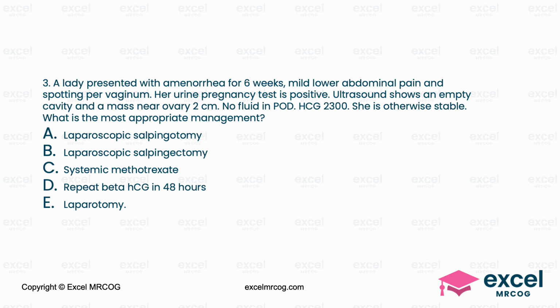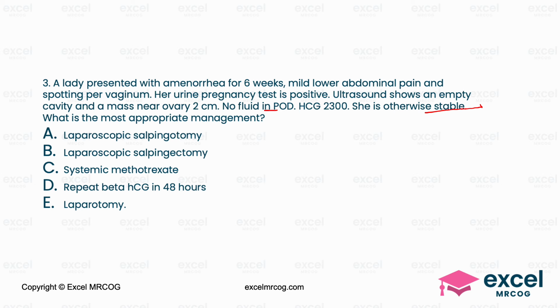A lady presented with amenorrhea for 6 weeks, mild lower abdominal pain, and spotting per vagina. Her urine pregnancy test is positive. Ultrasound shows an empty cavity and a mass near the ovary, which is 2 centimeters, no fluid in the pouch of Douglas. Beta HCG is 2,300. They have not mentioned whether this is repeated, so let's consider this as 0 hours beta HCG.